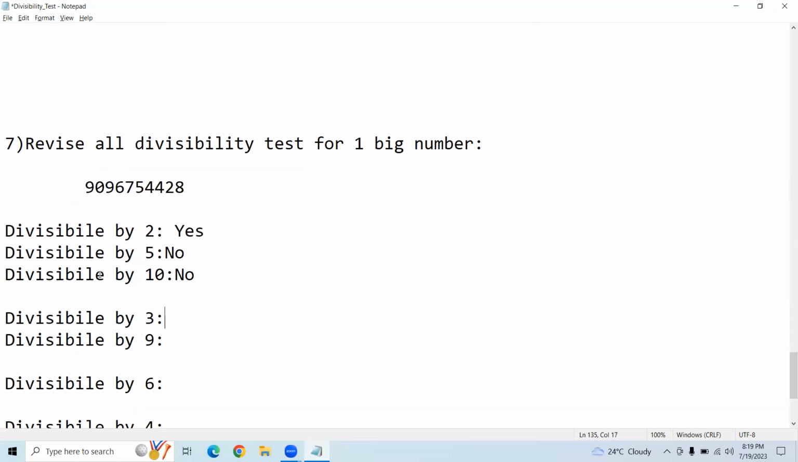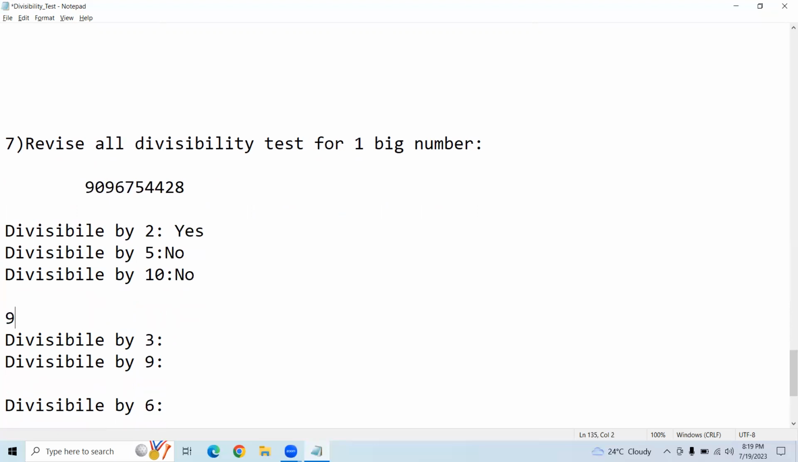Then let's come to the divisibility test of 3 and 9, which is based on the sum of the digits. So let's add all the digits of this number: 90967544. You have to add the digits individually. Don't take two digits at one go. 9 plus 9, 18, 24, 31, 36, 40, 44, 46, 54. So we got the sum as 54.